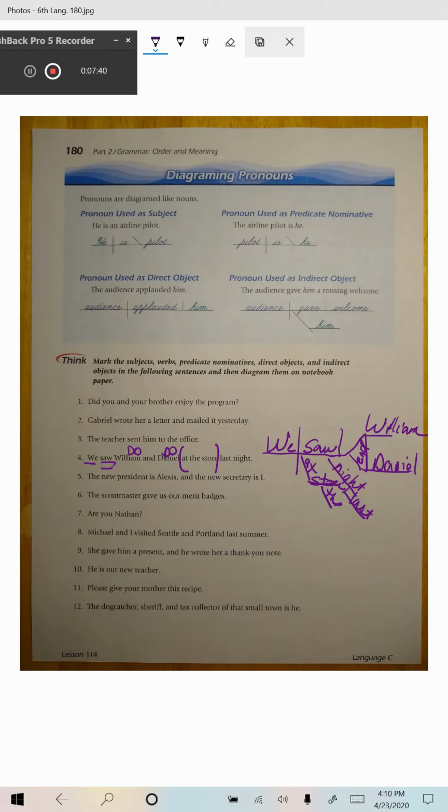Yeah, I think I'm right. Let me look and see if they have it over here anywhere. Yeah, I'm right. Okay. All right, number 5. Maybe I'll do one more with you, and then we'll move on. The new president is Alexis, and the new secretary is I.